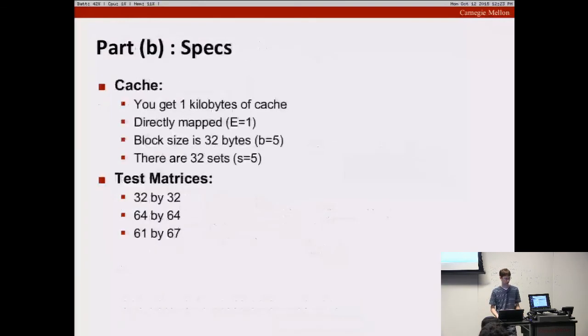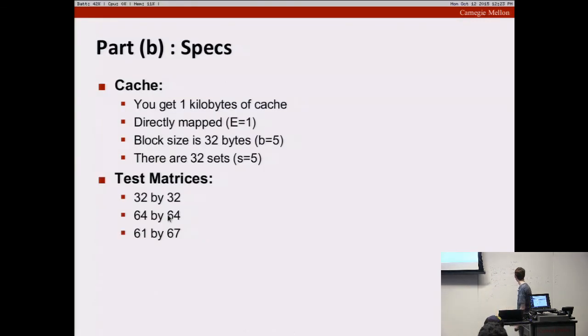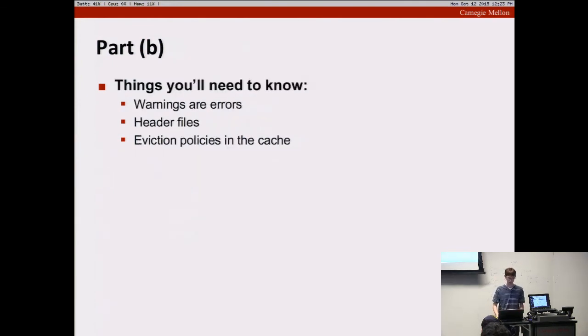So, for part B, you'll get a particular cache specified here. And you have these 3 different sizes of matrices that you have to transpose. You should go through the same reasoning of figuring out the best way to traverse these matrices, so that you block them up, or whatever other strategies you have to get good cache performance.